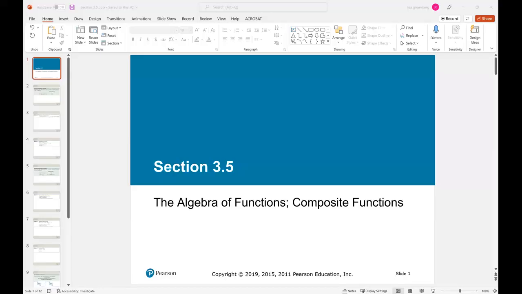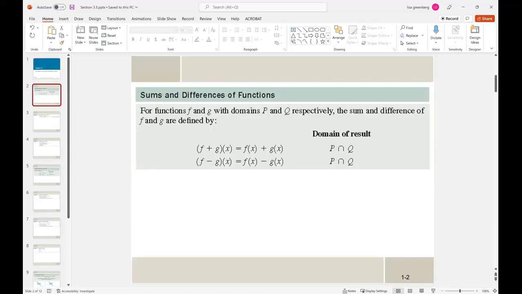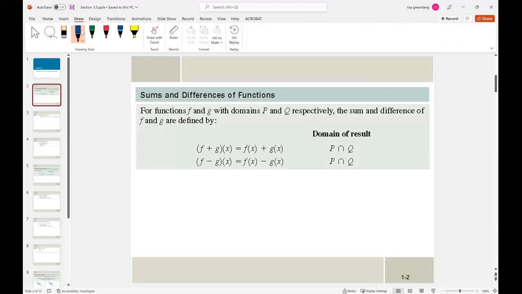All right, so today we will be working on section 3.5, which has different kinds of algebra functions and composition of functions. So first thing we want to talk about is notation, because you're probably not used to notation like this. For example, if you want to add two functions, if I say f plus g of x, it's really the same as f of x plus g of x.